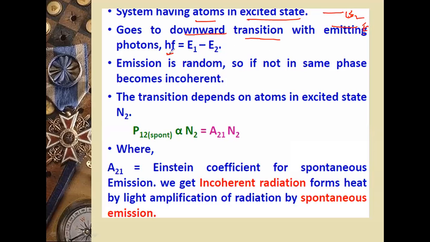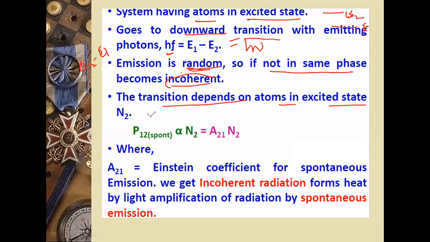So in that case, h nu, or h f, is equal to E1 minus E2. So reverse. In the previous case it was E2 minus E1, here E1 minus E2. Emission is random. This emission is a random process. There is nothing specific. If not in the same phase, it becomes incoherent. There is no coherence. So that transition depends on the atoms in the excited state.